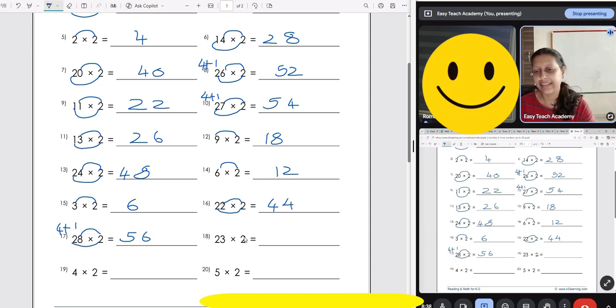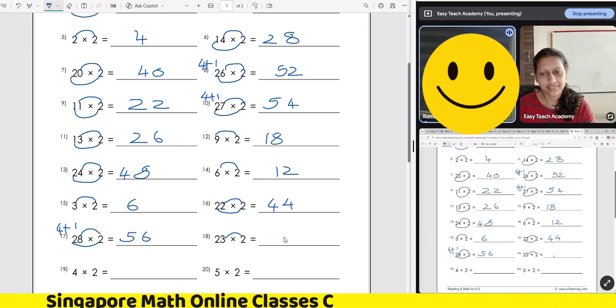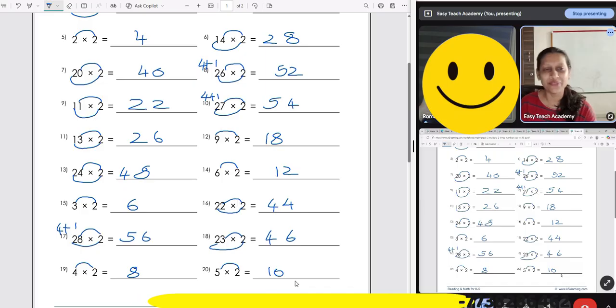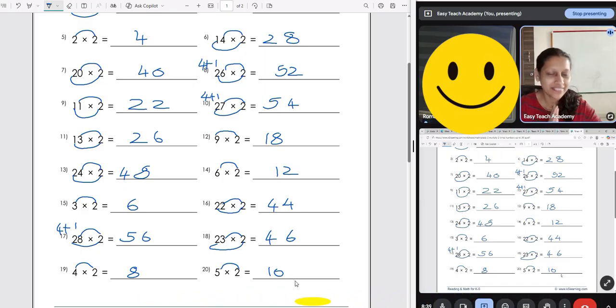Yes. Next. 2 times 3 equals 6. 2 times 2 equals 4. Very nice. 2 times 4 equals 8. Very nice. Good girl. Krishna is amazing. 5 times 2, 10. Bravo. Smart, huh? Very smart.